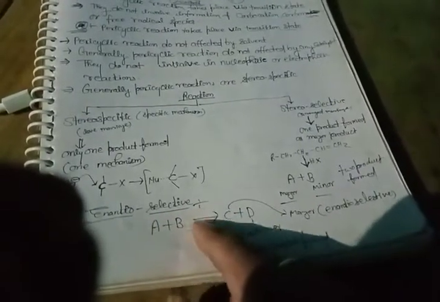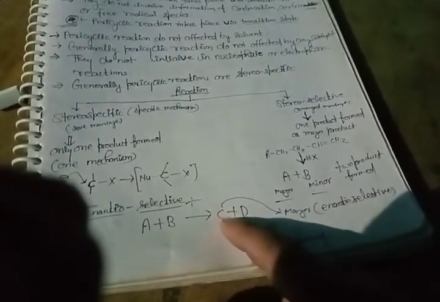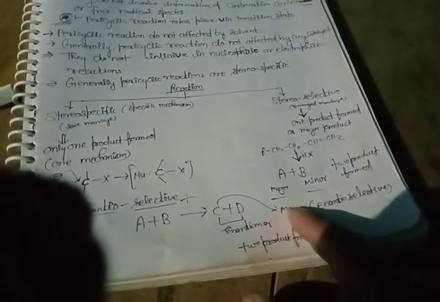See here, enantiomer selectivity. What is enantiomer selectivity? A plus B form C plus D. C and D both are enantiomers, two products form. One is major, enantiomer selective, another is minor.